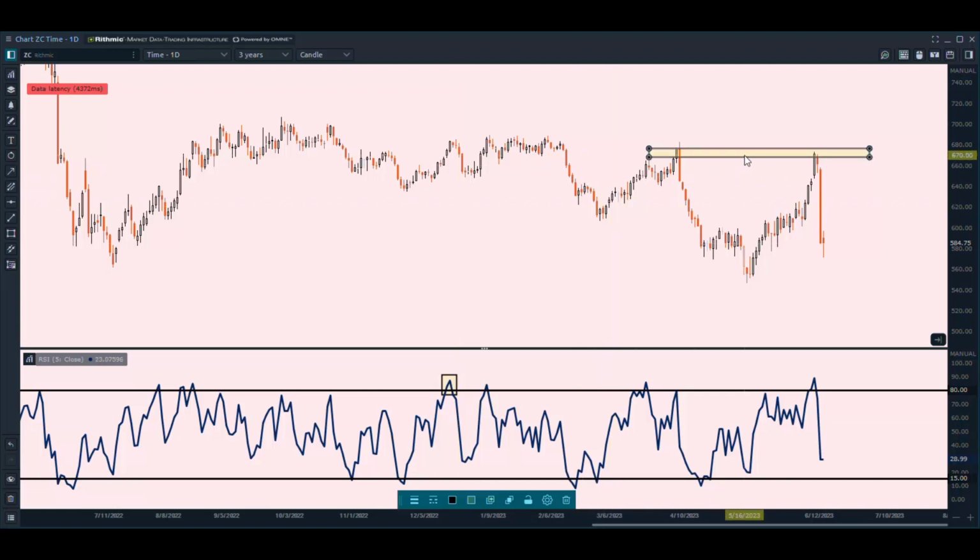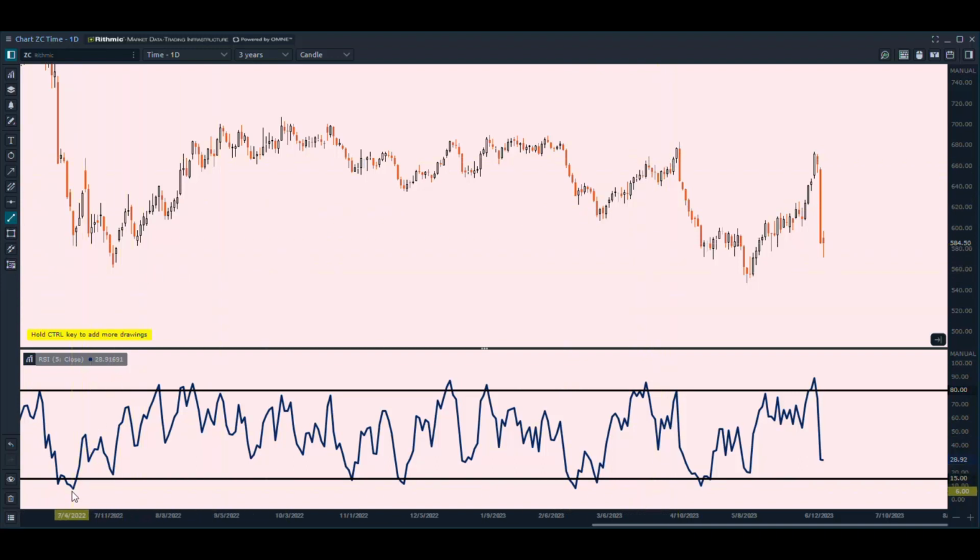So for this particular case, you can see here that for corn, 80 to 85 is definitely your upper threshold, and then the same thing on the bottom where pretty much 15 to 20 is your downside threshold. So one thing you can do as well with the RSI, as we did with corn earlier with divergences, on the downside, notice how we were hitting lower lows back in June and July of 2022.